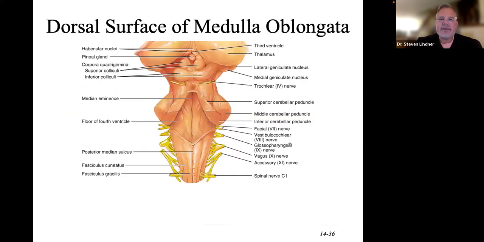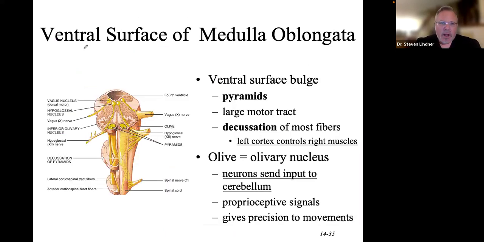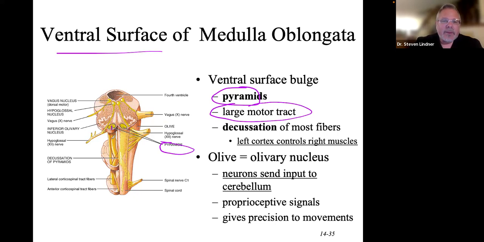When we look at this type of view of the front surface of the medulla, one of the things I want you to take a look at is this region here called the pyramids. The pyramids are made of motor tracts, primarily the corticospinal tracts. And what I want you to see, if we follow these pyramids down, we can see that it crosses over this way.